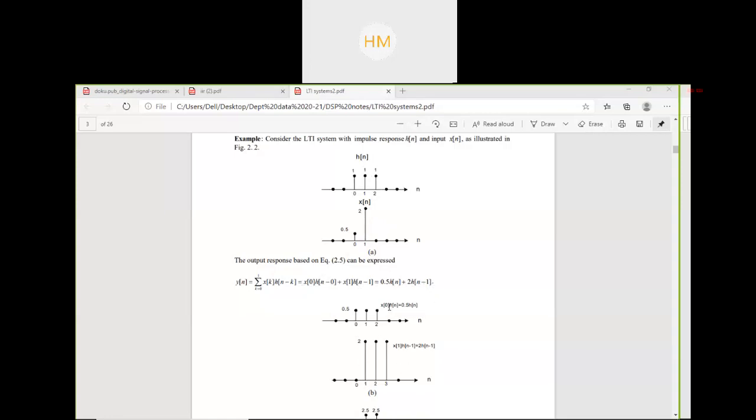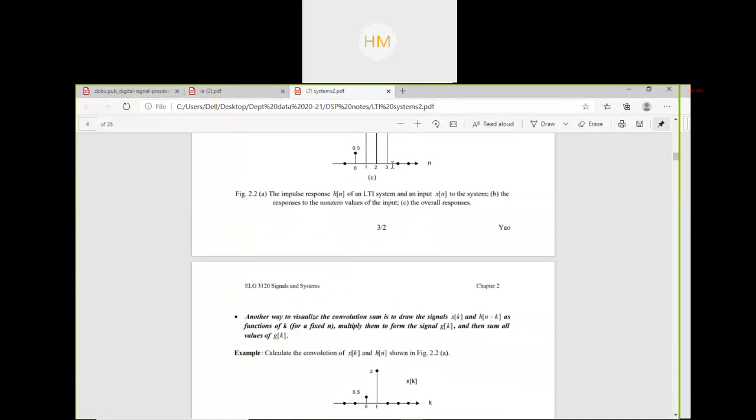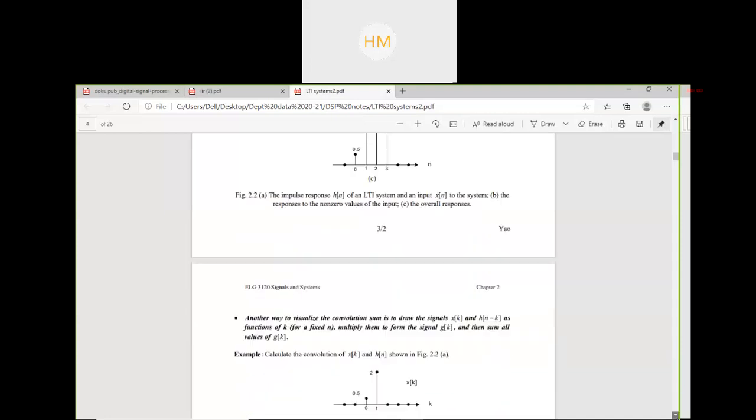This is drawn individually x of 0. What will happen? We will vary this k from 0 to 1, or 0 to 2. 0 to 1 we will vary x of k, x of 0, h of n minus 0, then x of 1, h of n minus 1, and you will get the output over here. So this is the impulse response of the output. After multiplying, y of n signal is this. These are the convolution steps.